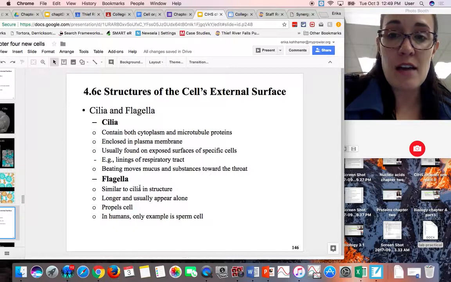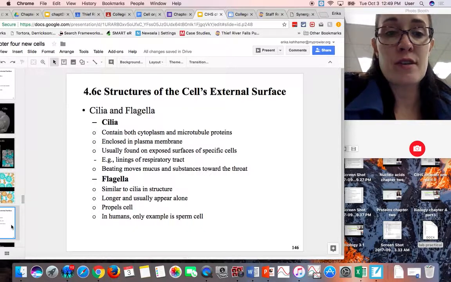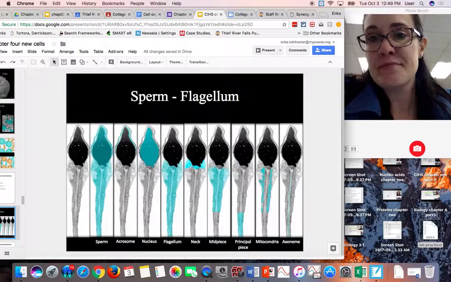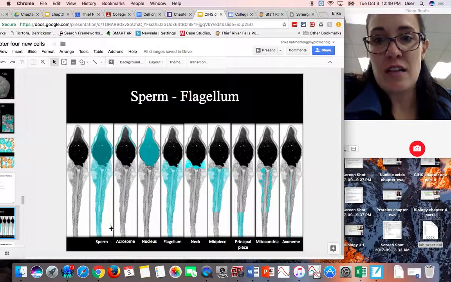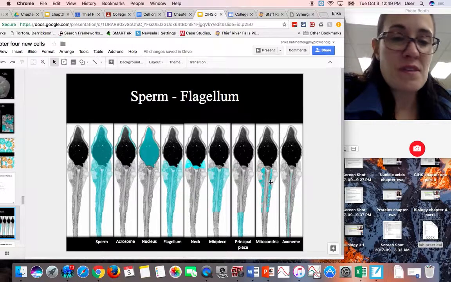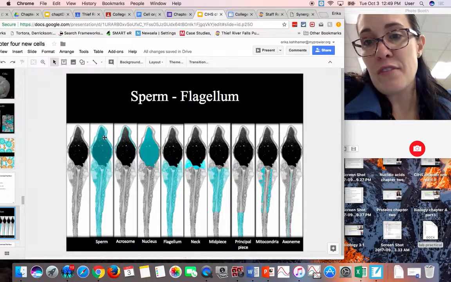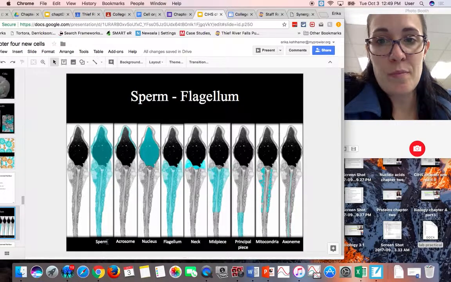And then flagella is a long whip-like extension. It's similar, except it's longer, usually appears alone, like in the sperm, and its job is to propel the cell. In humans, the only example is the sperm, but in other organisms, there can be multiple flagella, like some bacteria. So that is the flagellum. What this is highlighting here in blue is different parts of the sperm, which you don't need to worry about right now. But this whip-like tail is the flagella.